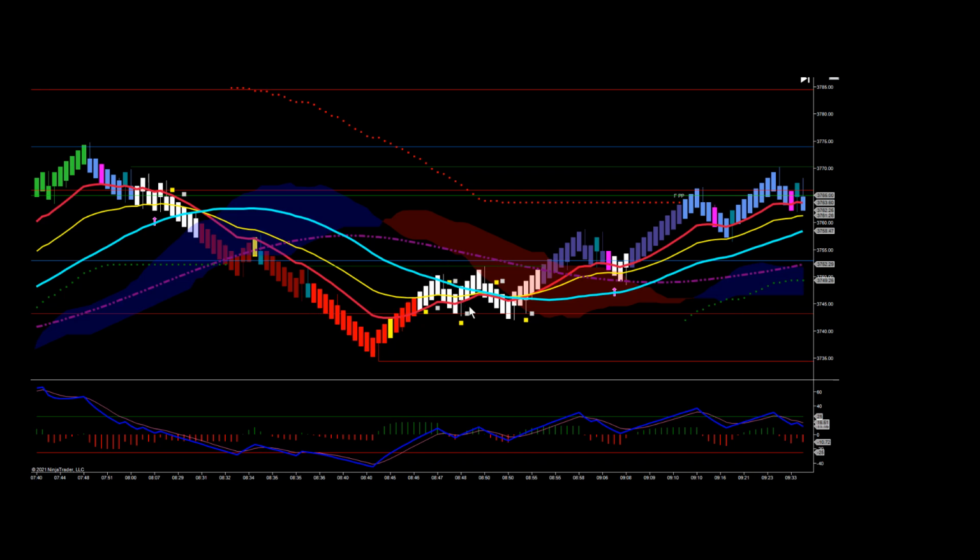Then we got this pullback and we kind of chopped around, and then we broke the cloud back the other direction. Pulled back down into the cloud, got a fast line zero touch. Fast line's the fast line on MQ momentum. Came down to the zero line. The zero line is the line the histograms move above and below. So we had a nice momentum reset.